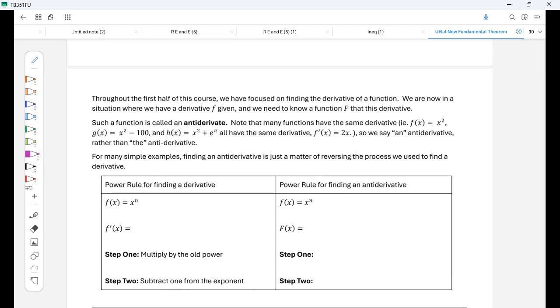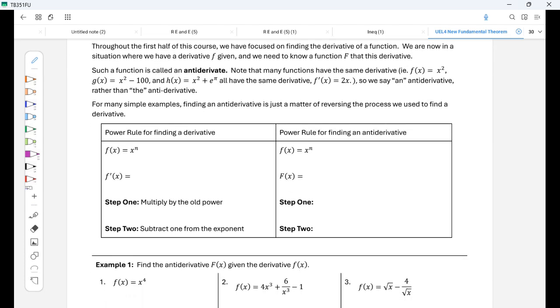So basically, what we're going to do in this next section is think about working in reverse. First, we'll start with the power rule. We'll do it in the order we always did it in taking a derivative. And then we'll reverse that process for finding an antiderivative. Okay. So if I give you a generic function, x to the n, the derivative is, what's the coefficient? n. And what's the new exponent? n minus 1. So we multiply by the old power, and then we subtract 1 from the exponent.